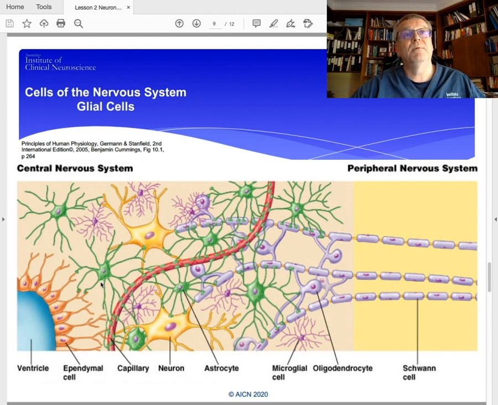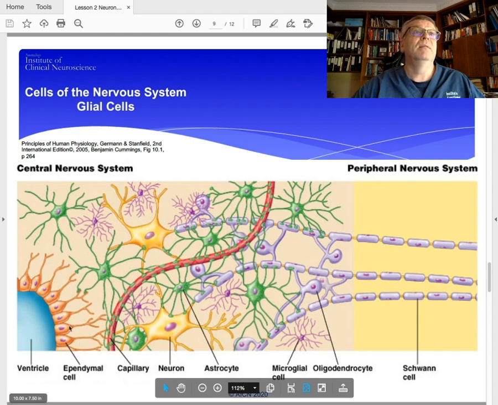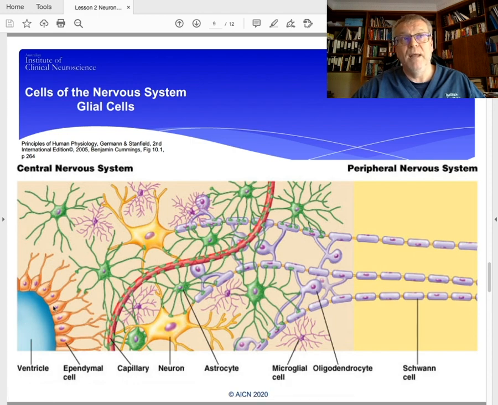Now, there's one other type of cell that I would like to introduce to you, and that is the ependymal cells. The ependymal cells line the ventricles of the brain, and these are basically the cells that produce all of the different cell types that are in the brain. When we talk about the embryology and the development of the brain in the next module, we'll get into this in a lot more detail.